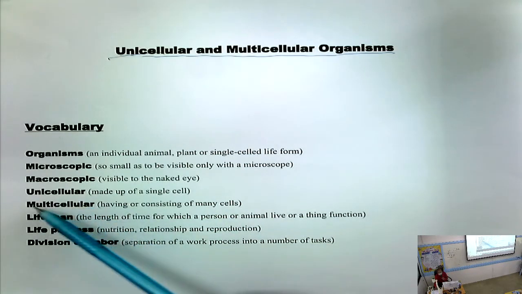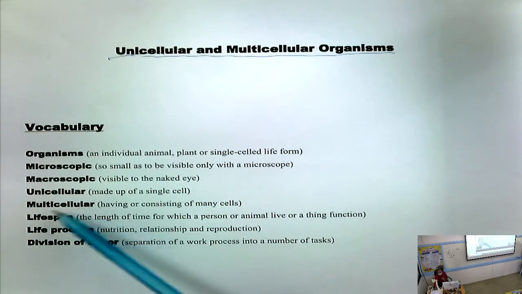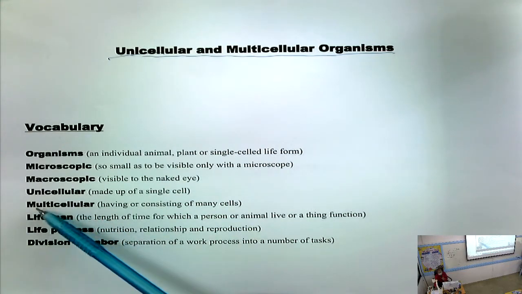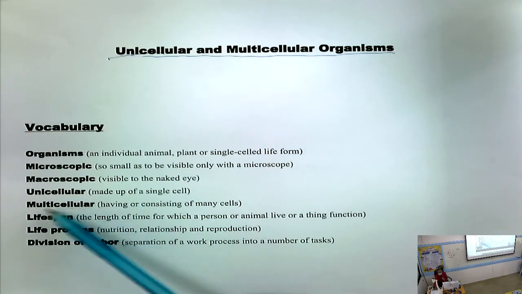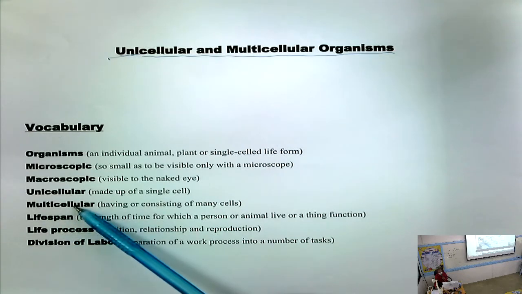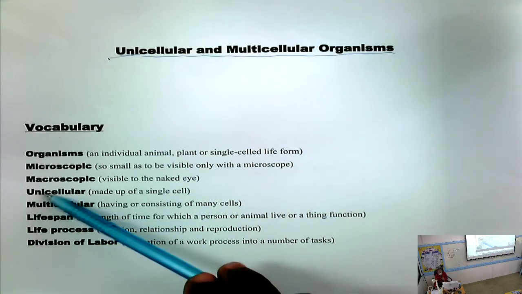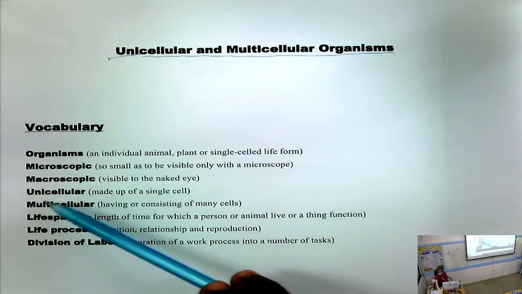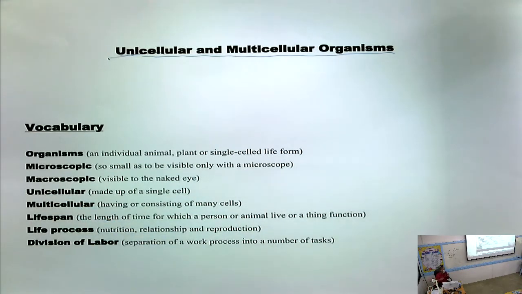Then we've got multicellular. Can you all say it together? Multicellular. It is the opposite of uni. Uni is one. Multi means many, which means it's made of two or more cells. Having or consisting of many cells, like human beings.